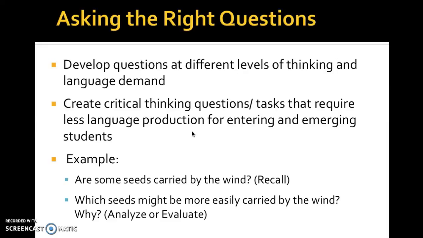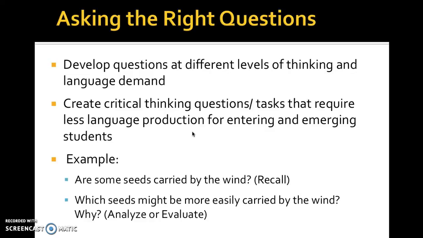Okay, so what we're going to be doing today is developing questions at different levels of thinking using Bloom's taxonomy, as well as different levels of language demand. So here is one example. Are some seeds carried by the wind? That's a recall level question, and it only requires a yes or a no answer. And that's a fine question, but it doesn't really give students a lot of opportunity to think or analyze.